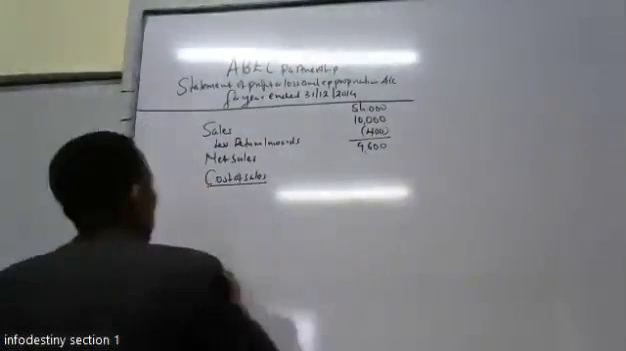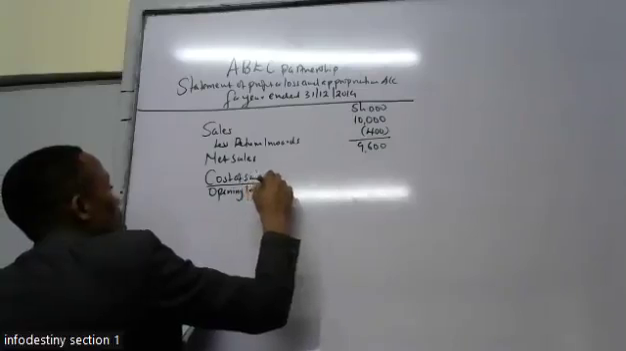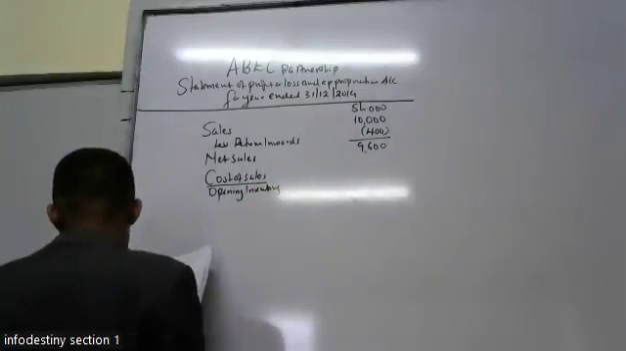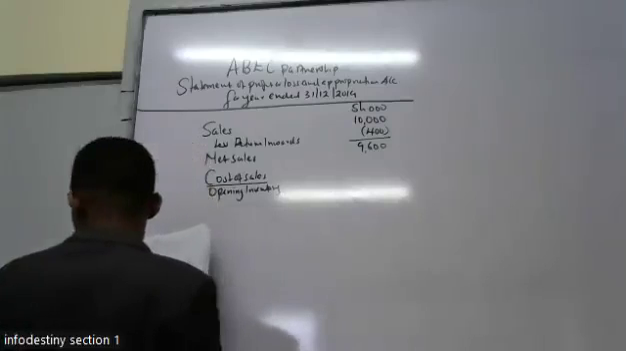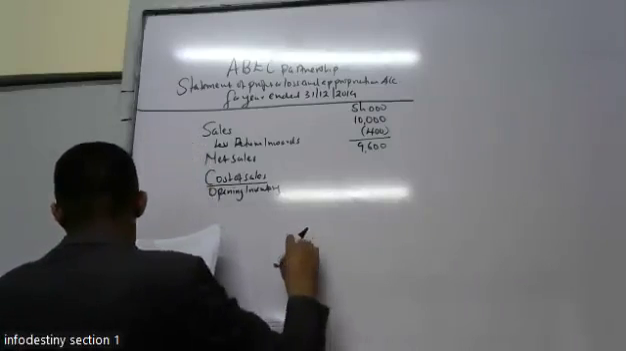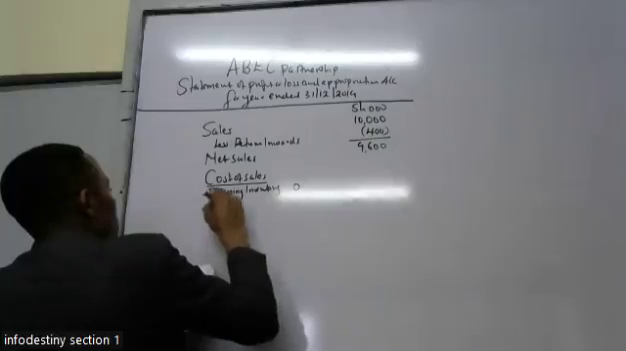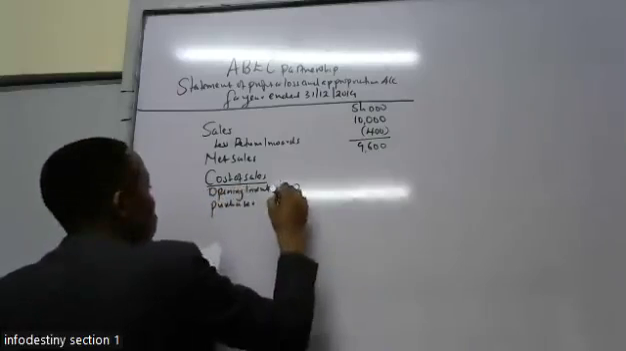Then we take the opening inventory. And for opening inventory, we are given an amount of how much? Since you are not given inventory at the beginning of the year, that means opening inventory was 0. Then we add purchases. Purchases, we are given an amount of 6,000.